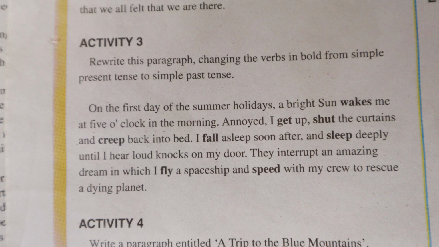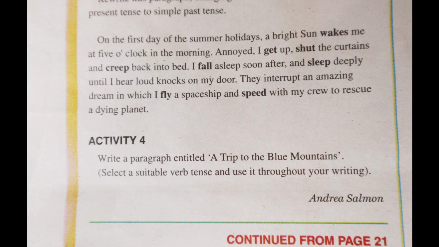Activity 4. Write a paragraph entitled A Trip to the Blue Mountains. Select a suitable verb tense and use it throughout your writing. Alright guys, in this episode we looked at verb tenses. Now tenses are important in that they tell us the time an action took place. It could be happening now, as in the present. It could happen in the future, or it could have happened in the past. Please do activity 4, talk with your teachers, and see you in the next episode.